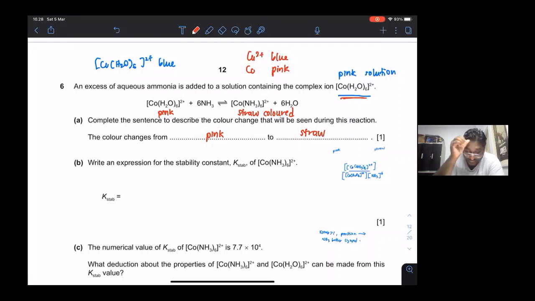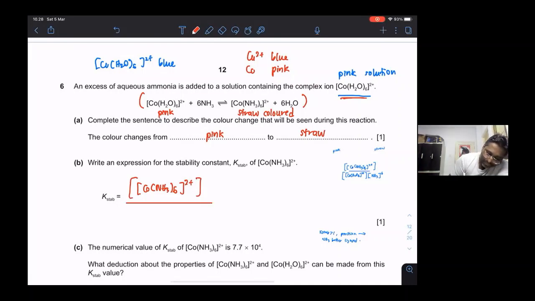Stability constant is similar to the normal way of writing, but the stability constant will not include water, because it's liquid, so it's constant. So I'll put a bracket, [Co(NH3)6]2+, with another bracket to show that this is a concentration, divided by, no water, the product divided by the reactant.